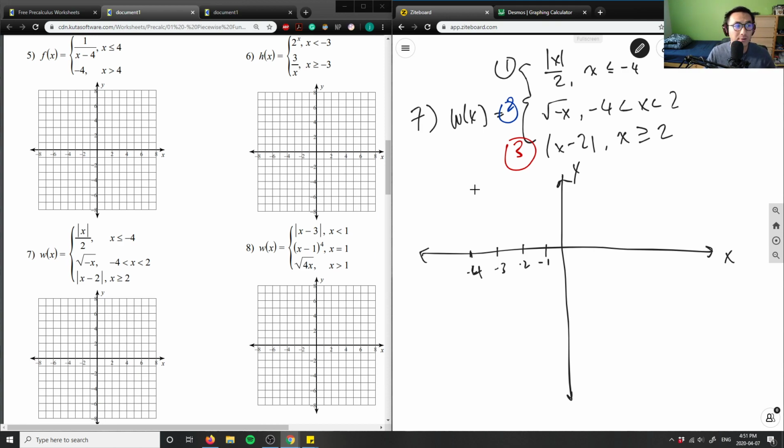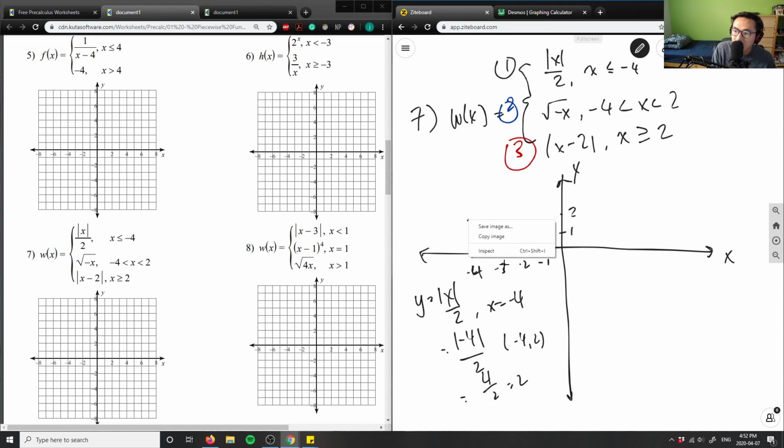So let me sub in -4 and see what point we start at. If y equals the absolute value of x over 2, and I'm subbing in x equal to -4, let's see where my y is. It's the absolute value of -4 over 2, which cancels out the negative, so 4 over 2, which equals 2. So this is going to be the point (-4, 2). So -4, and then 1, 2. This will be my point. It's going to go like this, and then it's the v, right? So it's going to go this way.